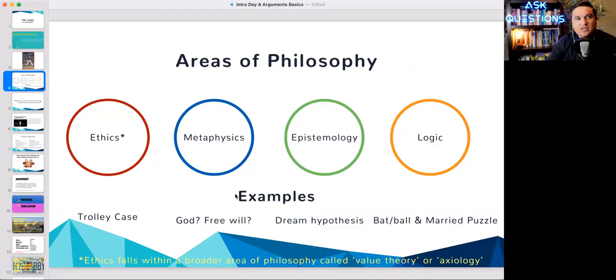Logic is the study of reasoning, the study of correct reasoning. It's the study of argumentation. Arguments are really important to philosophers. It's how we make progress in our field.